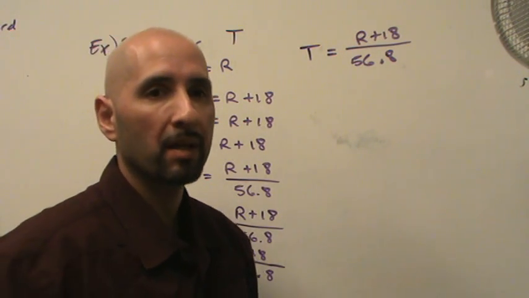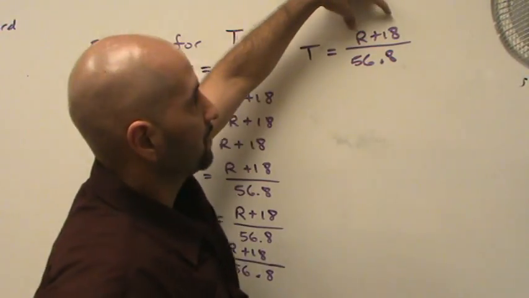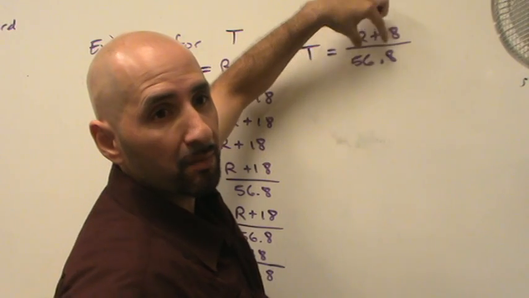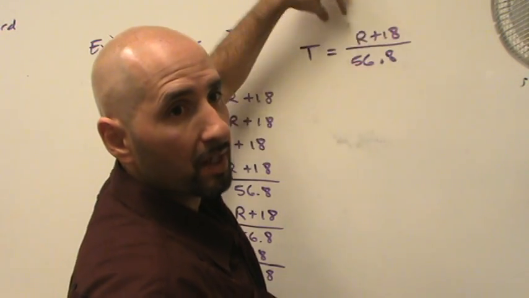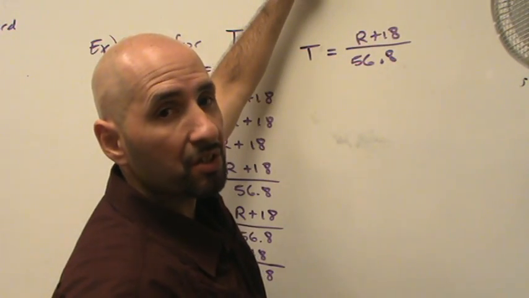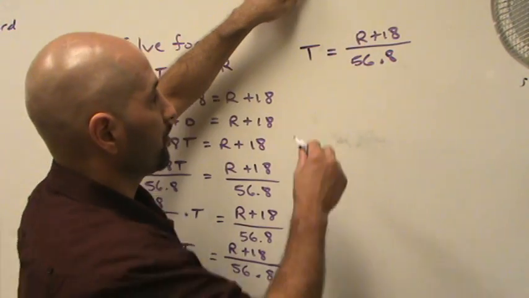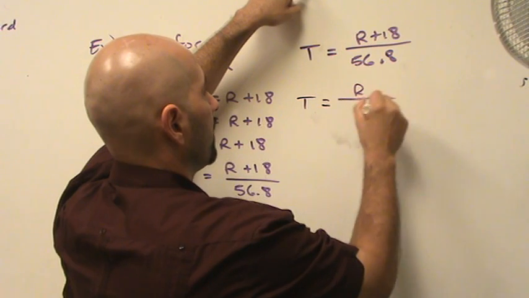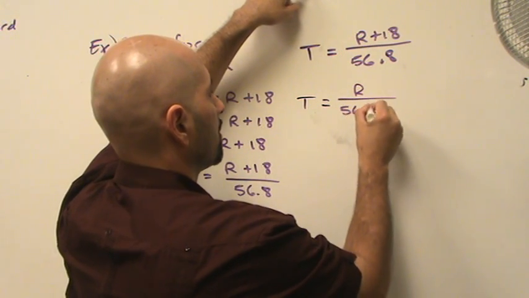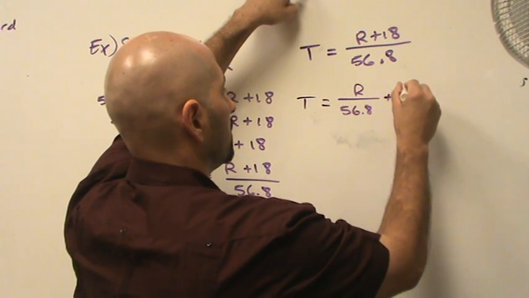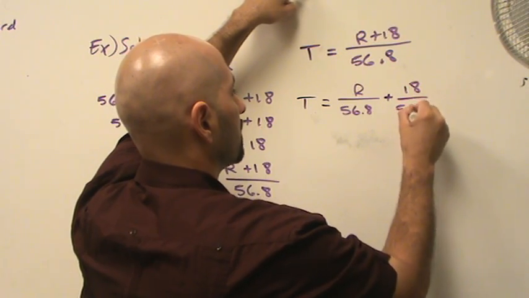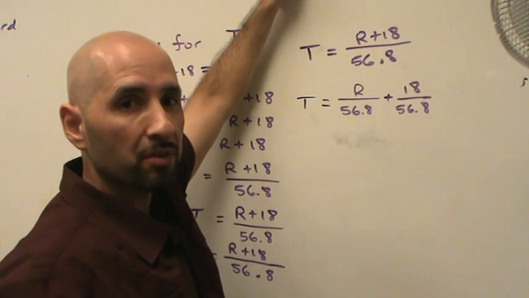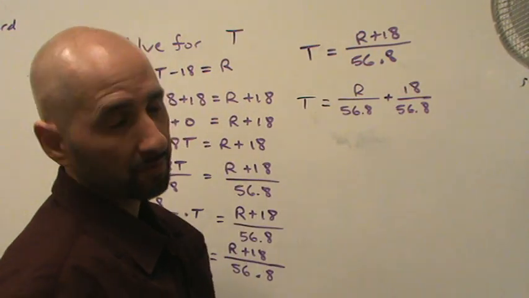In your book and in my activity, there actually is a different way we can rewrite this. Remember, when you have an expression like this divided by a single number, that single number divides both of the parts of the addition. So we could actually write this equation this way. t equals r divided by the denominator plus 18 divided by the denominator. So this is equivalent to this.